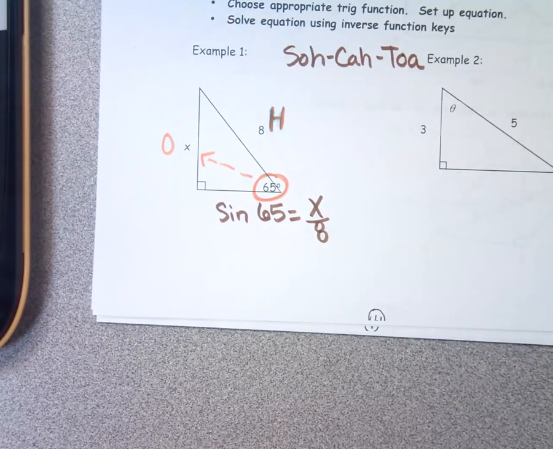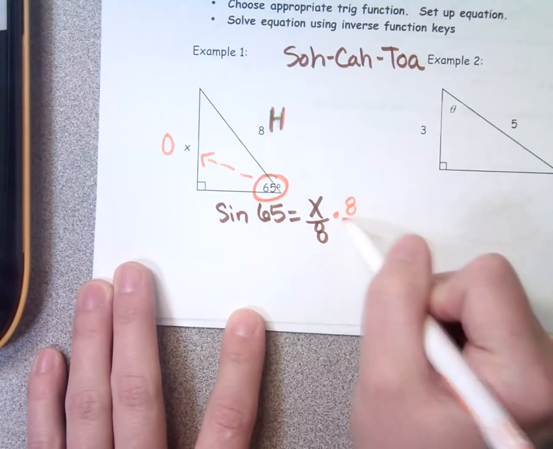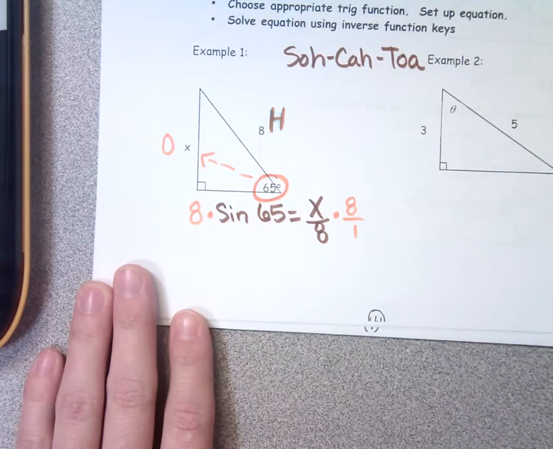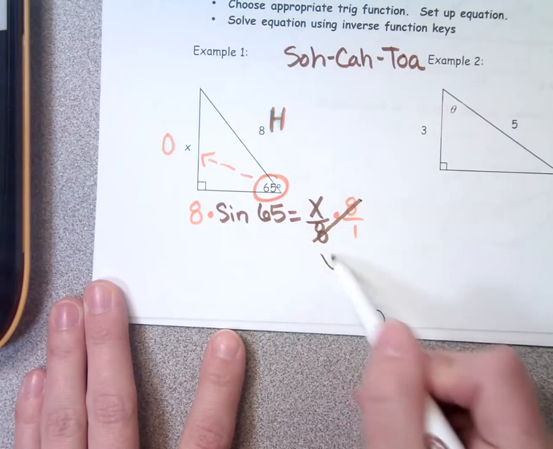Okay, so now my mission is to solve for x. If I want to get x by itself, I need to get rid of division of 8. How do I get rid of division of 8? I multiply by 8, which would be the reciprocal, 8 over 1. And if I multiply the right side by 8, I have to multiply the left side by 8. And then these 8s are just going to cancel out, leaving x.